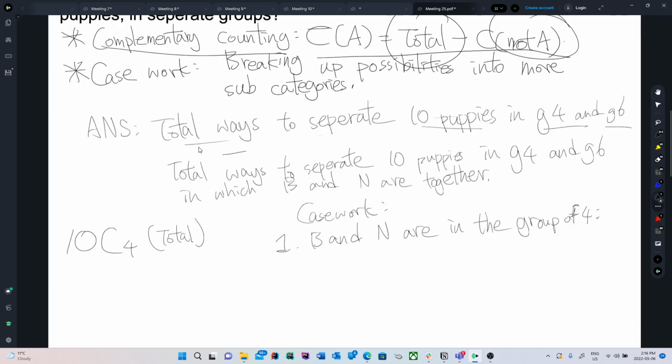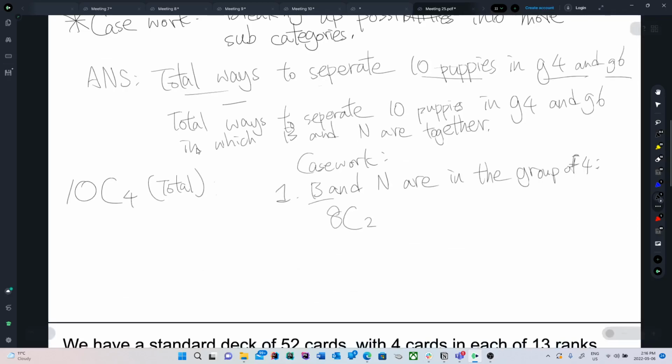If B and N are in the group of 4, this means they're going to be with 2 other dogs. The number of possibilities for the 2 other dogs is going to be 8 choose 2, as we choose from the 8 remaining dogs, and we choose 2 of them to put into the smaller group with Bitter and Nipper.